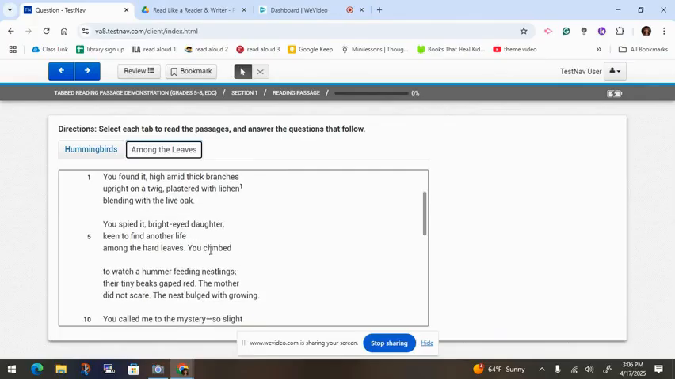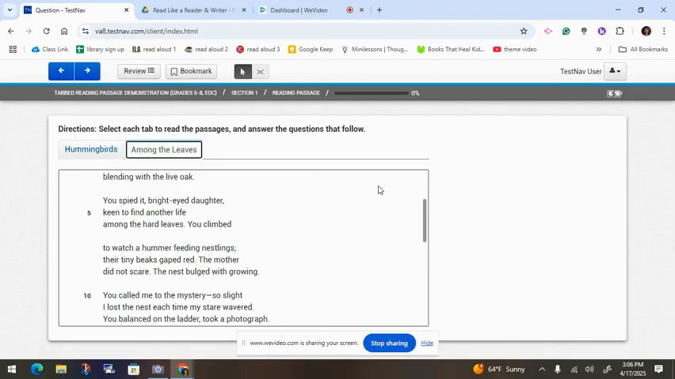But I noticed the next two, there's not a period here, but there is here. So I think I want to group 2 and 3 together. You spied it, bright-eyed daughter, keen to find another life among the hard leaves. You climbed to watch a hummer feeding nestlings, their tiny beaks gaped red. The mother did not scare. The nest bulged with growing. Okay, so we learned some new information here. We now know our you that found this thing is the daughter.